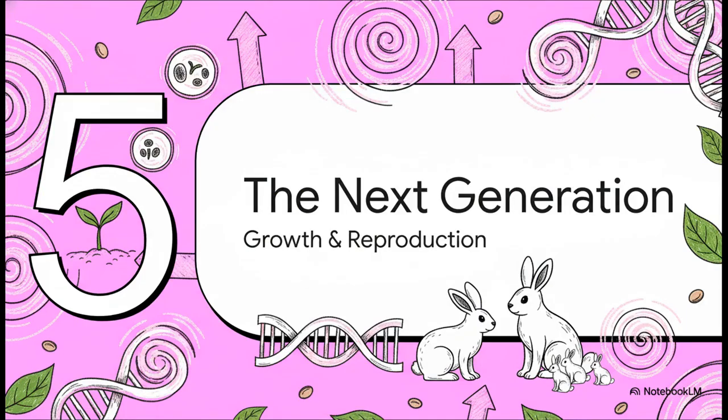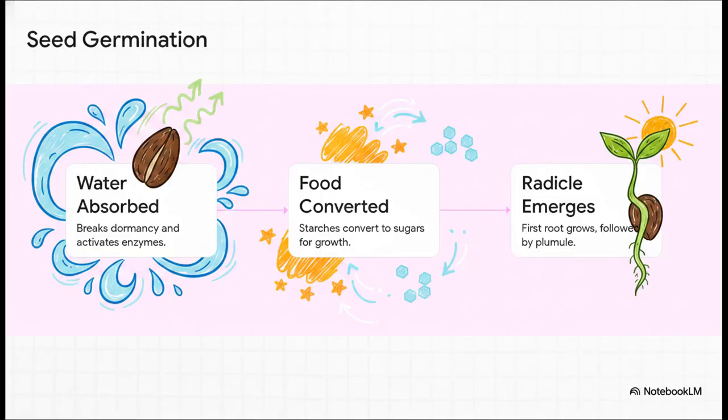Finally, we hit Section 5, the next generation, covering growth and reproduction. In flowering plants, this whole process kicks off with the seed. During germination, there's a really precise sequence of activities that happens within a dicotyledonous seed. First, it absorbs water, which is what breaks dormancy. Then, enzymes are suddenly activated to break down stored food reserves, actively converting starches into sugars. These nutrients are then translocated to the growing points, which allows the radicle to emerge as the first root, quickly followed by the plumule reaching up toward the light.